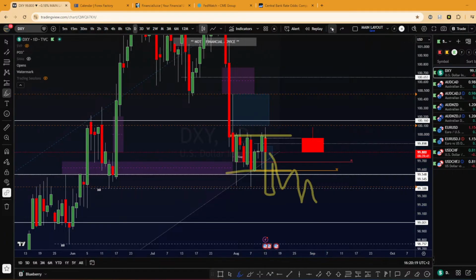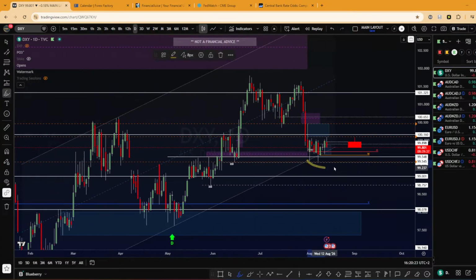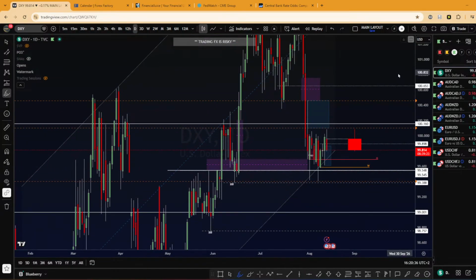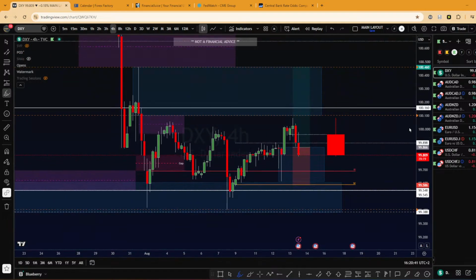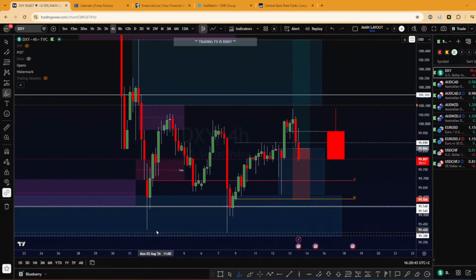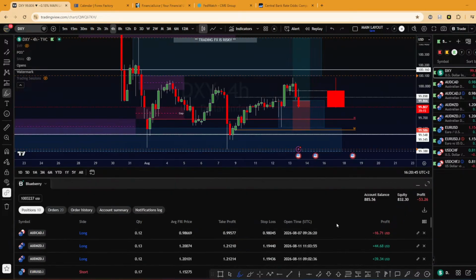But as I said, because we are at the bottom of this channel, I want to see some sort of rebound off of this level that could bring some strength to the dollar technically. But fundamentally, right now the dollar is weak. That's why this is messing up my current trade. I am in drawdown right now.